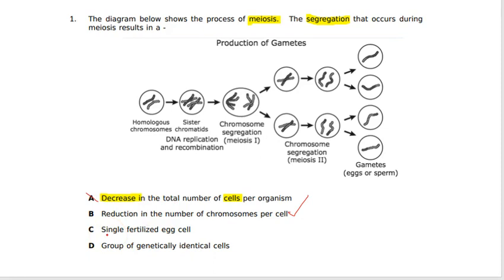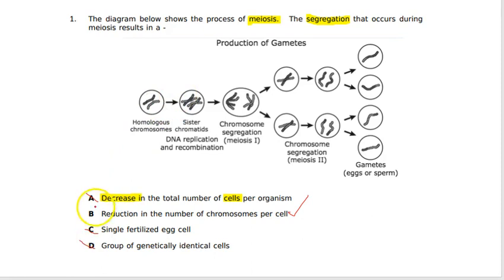Okay, C says meiosis results in a single fertilized egg cell. Okay, well, fertilization occurs after meiosis. Meiosis actually isn't fertilization, it's just the production of the cells that are for fertilization. So the answer is definitely not C. The last one says group of genetically identical cells. Well, we just talked about the fact that these 4 cells are genetically different from the original parent cell. So it can't be D.